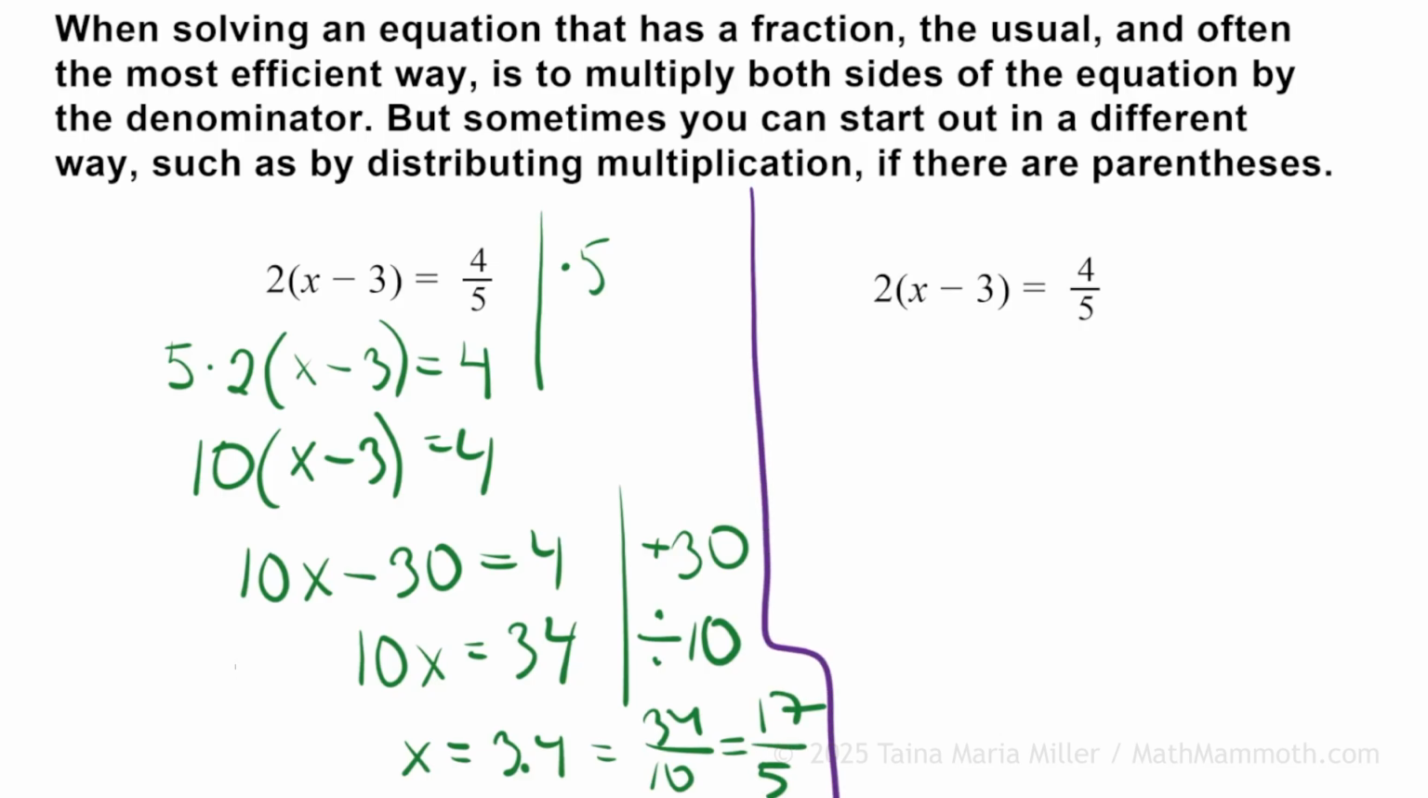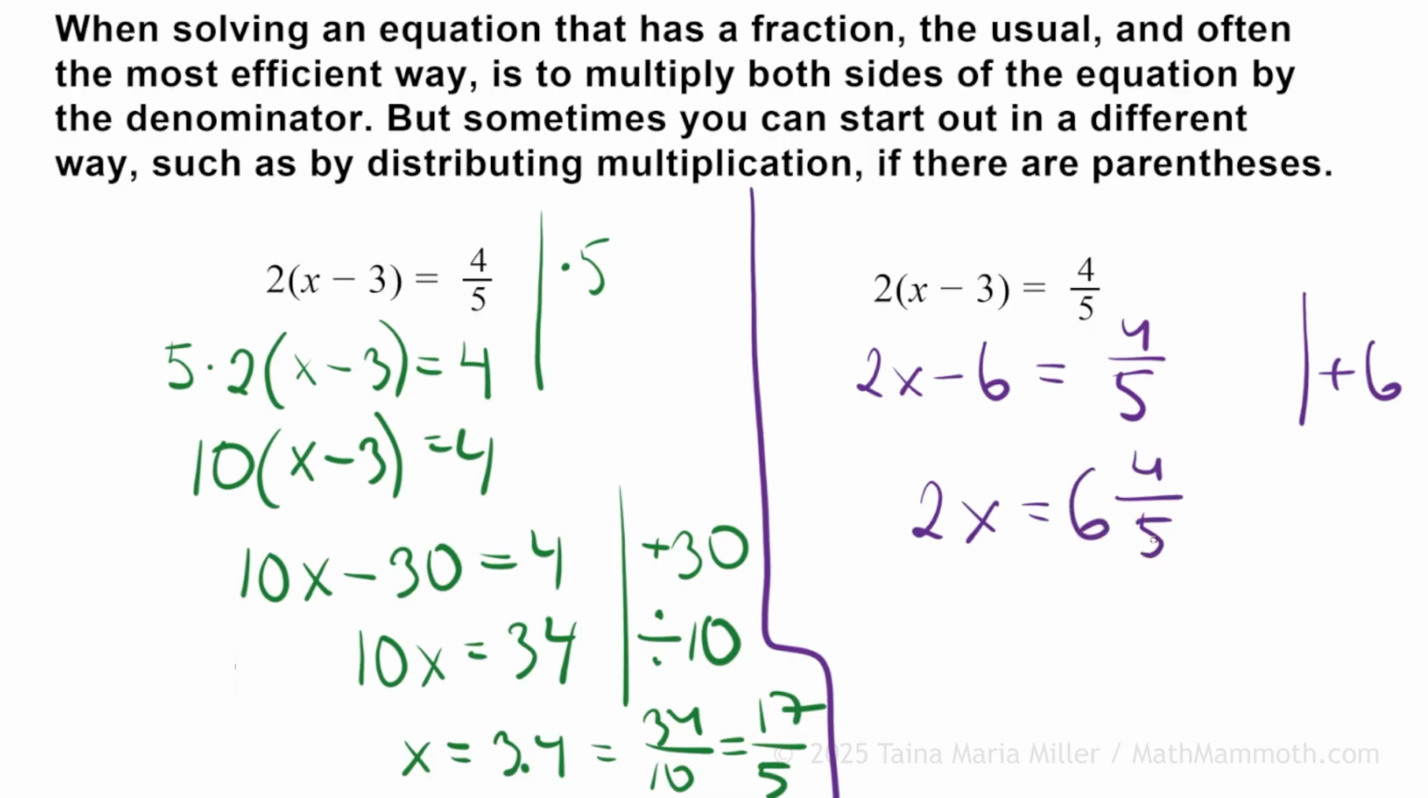Alright, and now let's do the same equation, but we will start by distributing the multiplication. So here I will take 2 through the parentheses here and get 2x minus 6. The other side is not changing. And now I could multiply by 5. I also see another way, and that is I could add 6. Let's add 6 to both sides, so we are left with 2x. And here, add 6 to that, we get a mixed number, 6 and 4/5. And then, divide by 2.